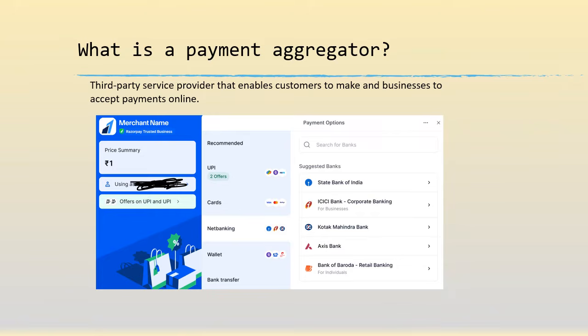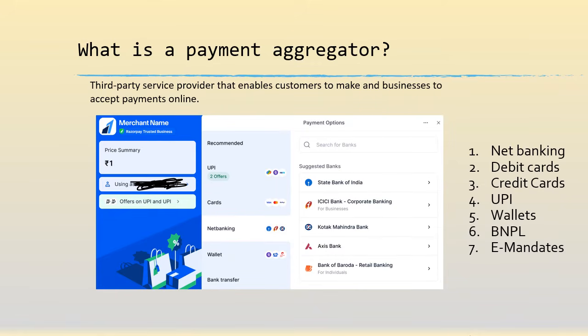Now, this is a page you must be familiar with. This is the page you get on making a payment from a website. This example is that of Razorpay. A lot of multiple options are provided, chiefly net banking, debit card, credit cards, UPI, wallets, and we may have flavors of buy now, pay later, or e-mandates, which are mainly required for subscription-based services like Netflix, Hotstar, and so on.